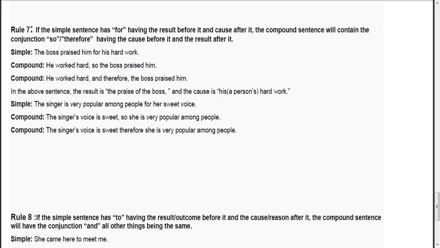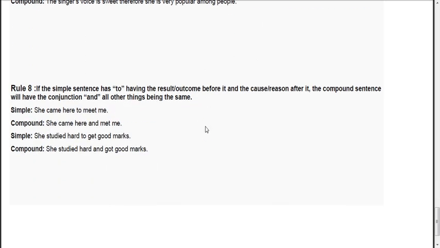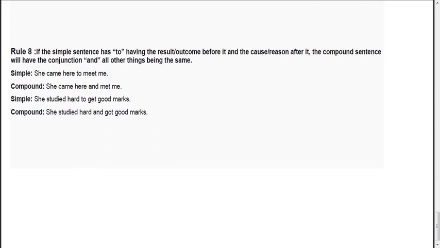Now let's go through rule 8, the last rule for simple to compound. It says, if the simple sentence has 'to' achieve, having the result or outcome before it and the cause or result after it, the compound sentence will have the conjunction and, all other things being the same. See, if the result comes first, this time the cause will be second, but in the middle and will be there as the conjunction.